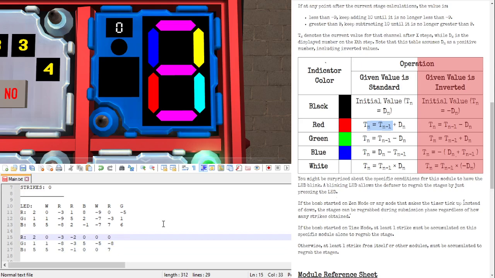And last calculations for green stage, we subtract. However, we subtract this time from the calculated digit, we subtract the display digit. So 0 minus minus 5 is 0 plus 5, which is 5. Minus 8 minus 1 is minus 9, and 7 minus 6 is a 1. Now, that's for blue channel, and this is our solution. So our solution is 5, minus 9, 1.